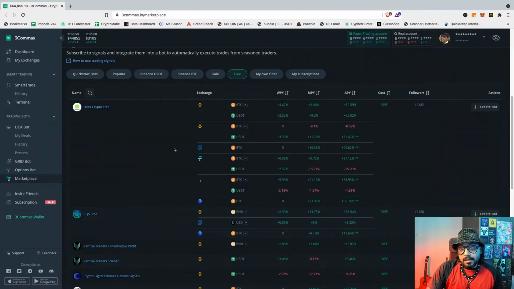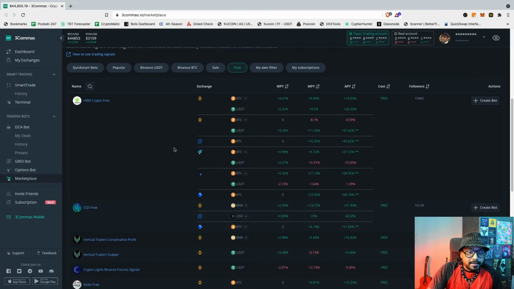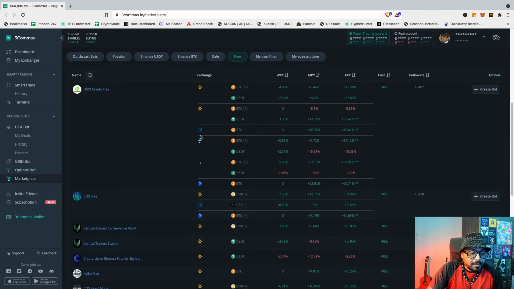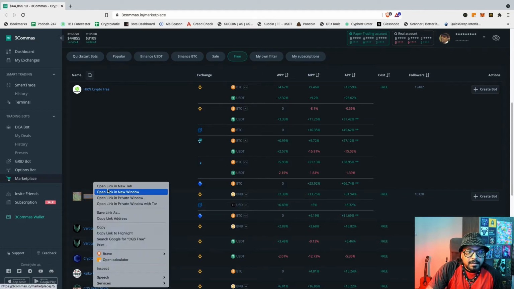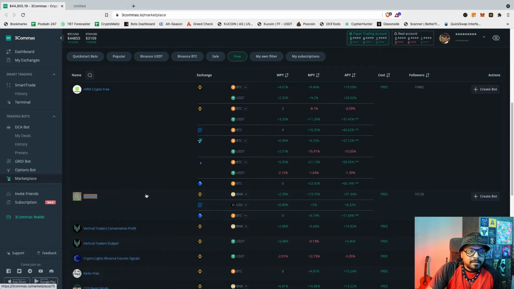Now that the fun part is done, let's look at the signal. So the next signal that we're going to look at is CQS Free. This uses scalping, which is one of the trading strategies.